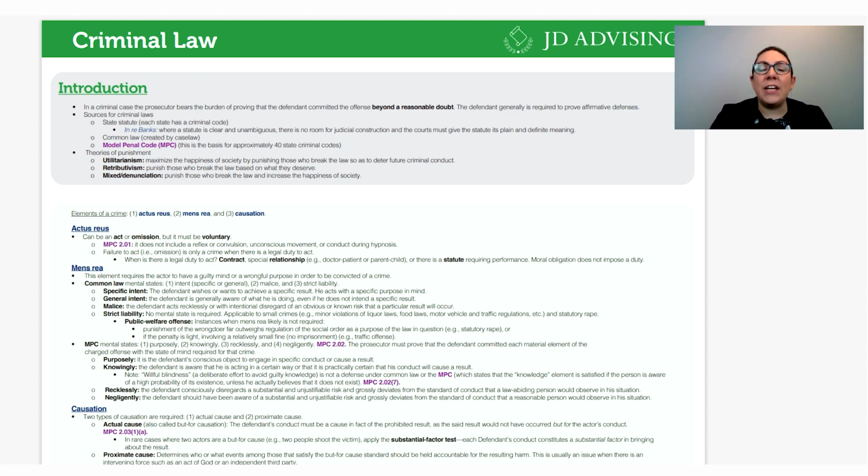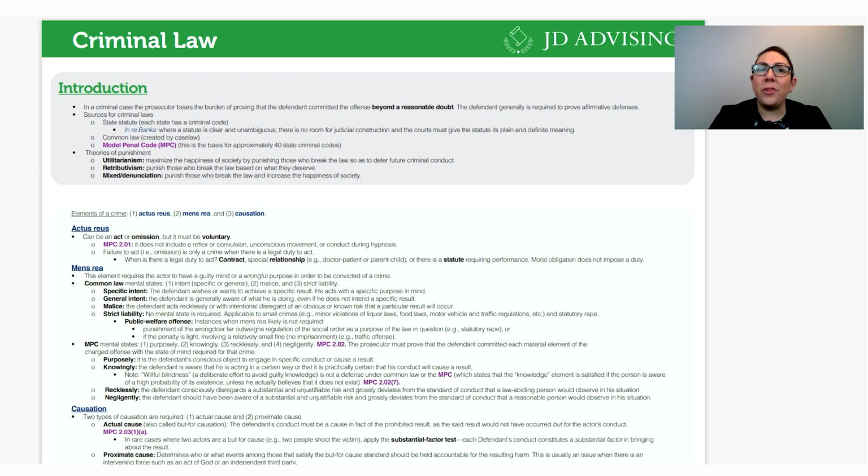Now, that does change if the defendant raises an affirmative defense. Like, for instance, if the defendant raises self-defense, then the defendant does have to prove his self-defense claim. He can't just throw out the words self-defense and make the prosecutor prove that he wasn't acting in self-defense. So if he wants to assert some sort of affirmative defense, the defendant would have to prove that.